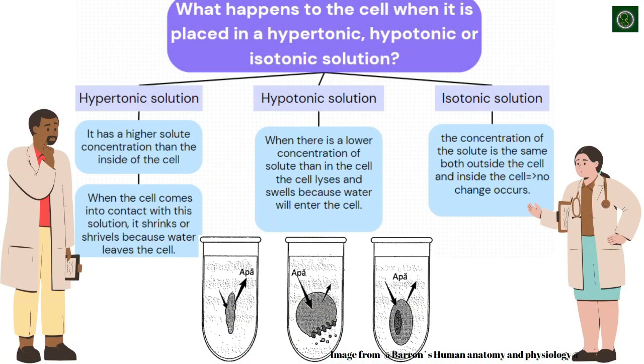A hypertonic solution has a higher solute concentration than the inside of the cell. When the cell comes into contact with this solution, it shrinks or shrivels because water leaves the cell. When there is a lower concentration of a solute than in the cell, the cell swells because water will enter the cell. In an isotonic solution, that is, in which the concentration of the solute is the same both outside the cell and inside the cell, no change occurs.